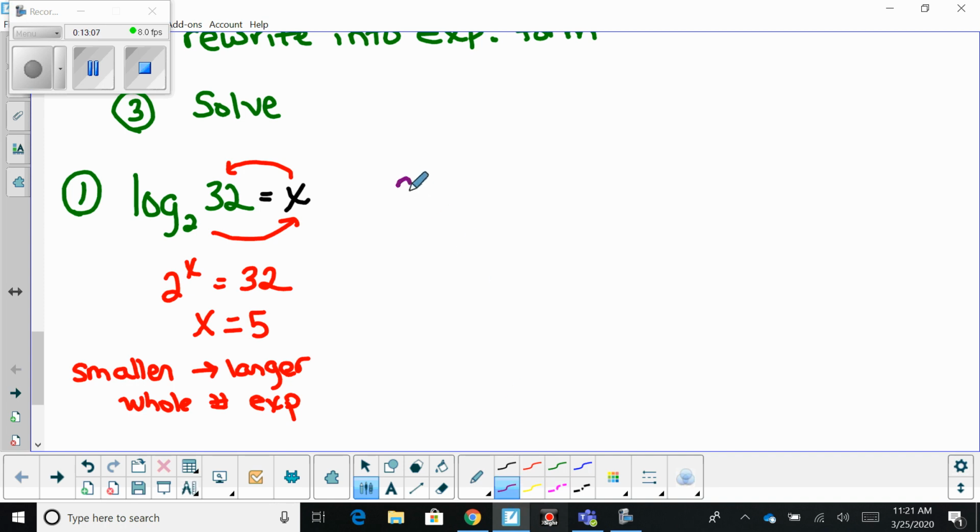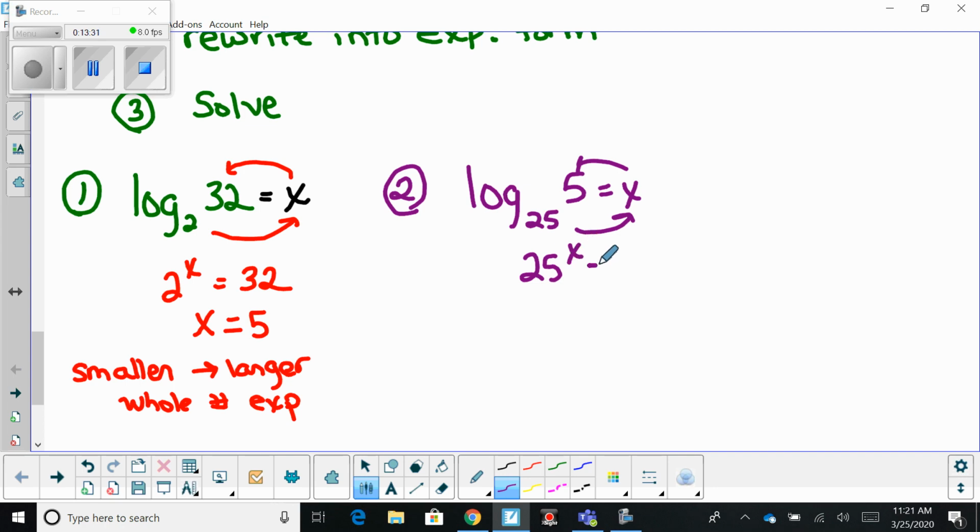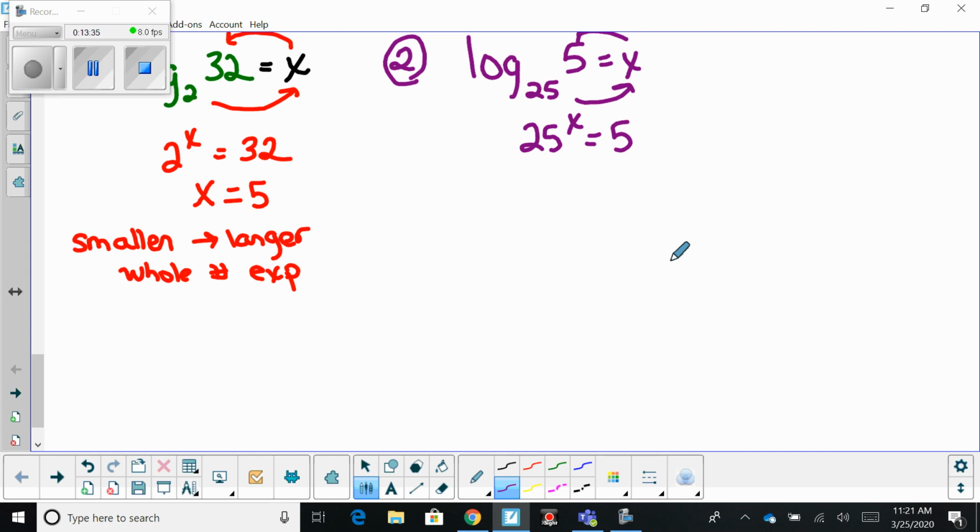All right, a second example. Let's say we've got log base 25 of 5. Just the same, you are going to set it equal to x, rewrite it in exponential form: 25 raised to the x is equal to 5. And then you've got to figure out, 25 raised to what equals 5?